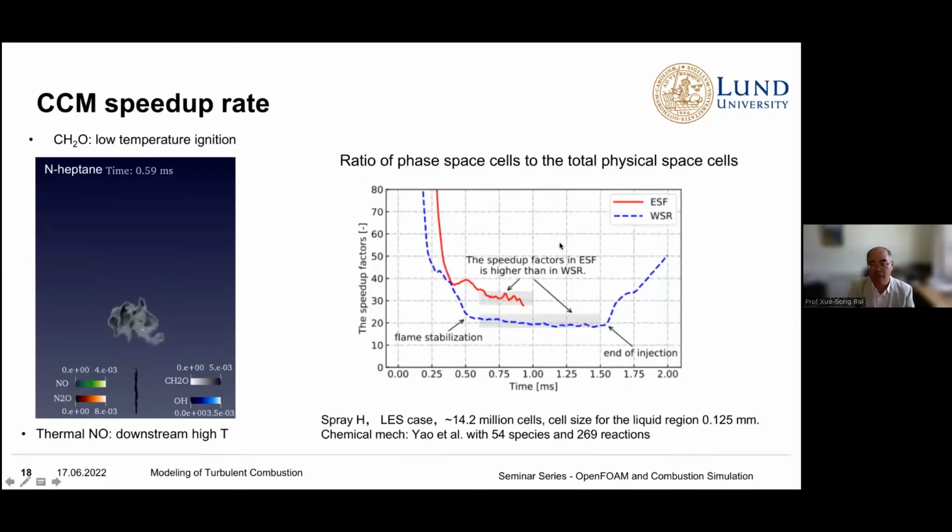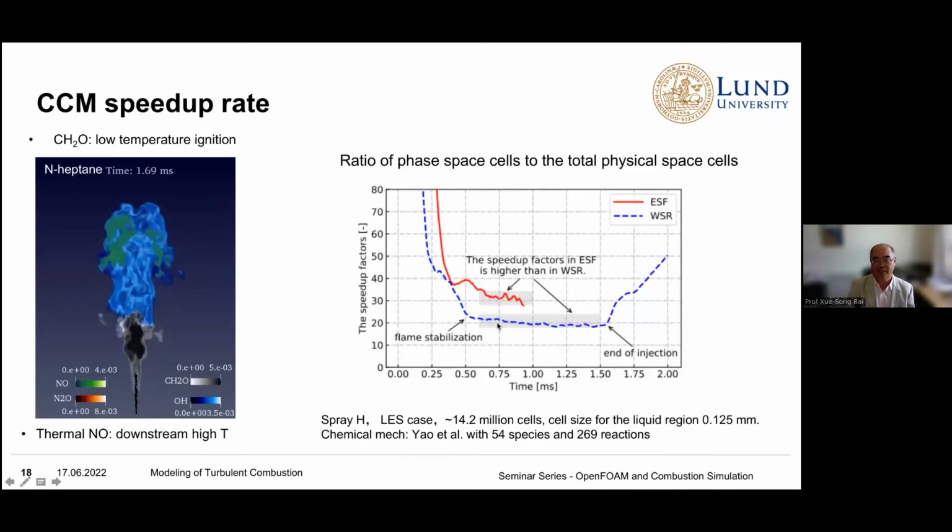This figure shows the ratio of phase space points to physical space points. So one can see that each phase space point corresponds to roughly 20 physical space points in this case, or 30, depending on the model we use. Of course, in the low temperature ignition stage and later burnout stage, one phase space cell can represent 100 or 70 or 50 points.